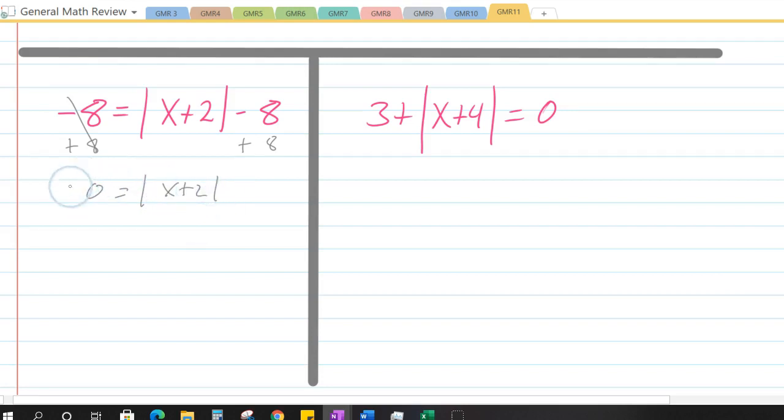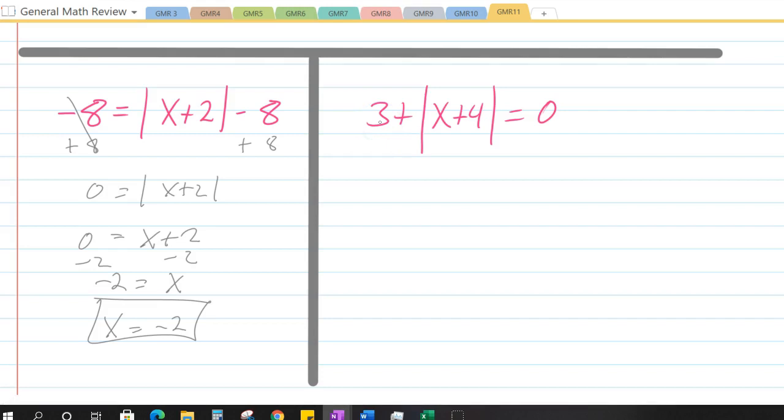Now, there is no positive and negative 0. So this is an exception to the rule. I'm only going to have one problem. 0 is equal to x plus 2, which gives you x is equal to negative 2. I only have one answer because 0 cannot be positive or negative.